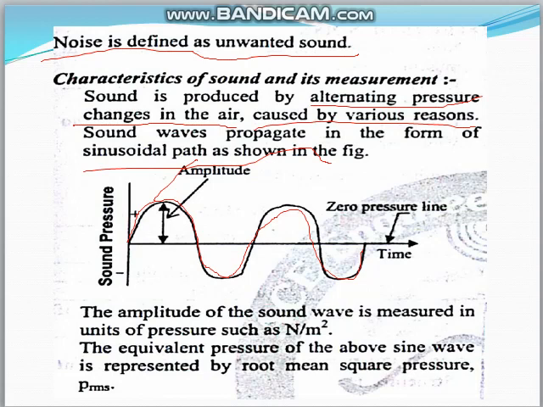Okay. So simply we can say that noise is nothing but an unwanted sound. This sound is produced by alternate pressure changes in the air. The amplitude of the sound wave is expressed in units of pressure such as Newton per meter square. So pressure, same thing here. The units of the amplitude of a sound wave are also the same: pressure, force by area. The equivalent pressure of the opposite sine wave is represented by root mean square pressure, that is P RMS, the root mean square pressure.